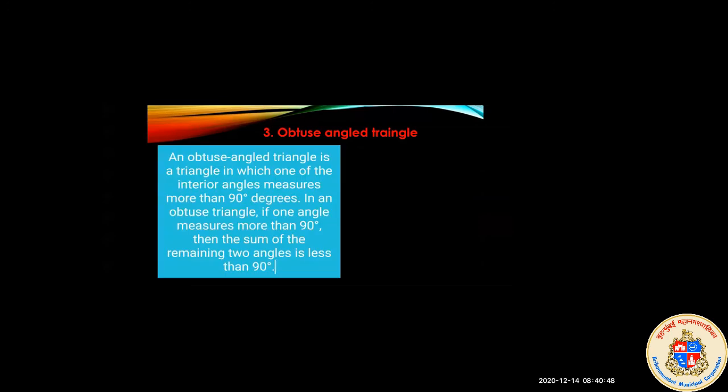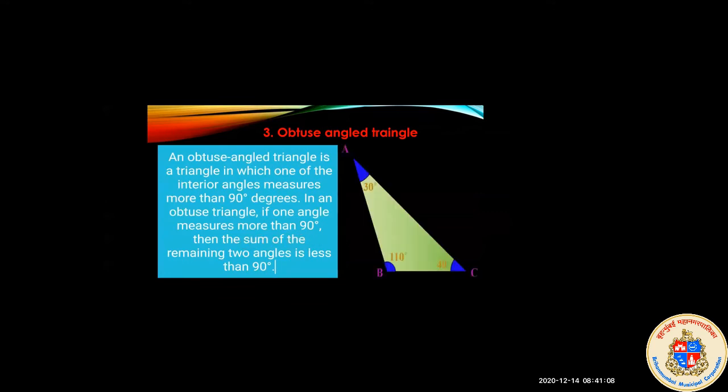Now the third one is the obtuse angle triangle. Now what is an obtuse angle triangle? An obtuse angle triangle is a triangle in which one of the interior angles measures more than 90 degrees. In an obtuse triangle, if one angle measures more than 90 degrees, then the sum of the remaining two angles is less than 90 degrees.